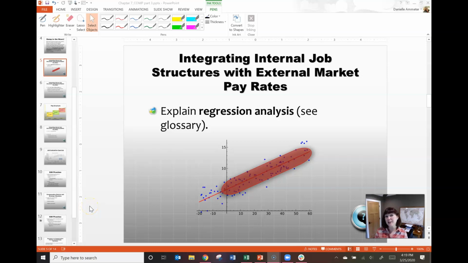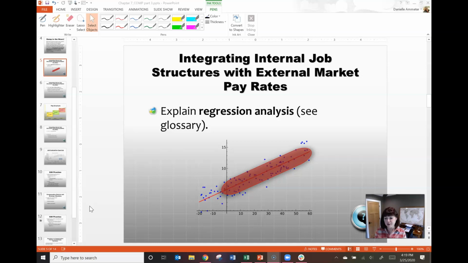All right, so now we're going to get into the meat of this chapter 7, which is integrating our internal job structure. And remember, that's going to be your internal consistency with those external market pay rates that you get from your salary survey so that you can be externally competitive. So in order for us to attract and retain great staff, we need to make sure that we are both internally consistent and externally competitive. And we can look at that through a tool called regression analysis.